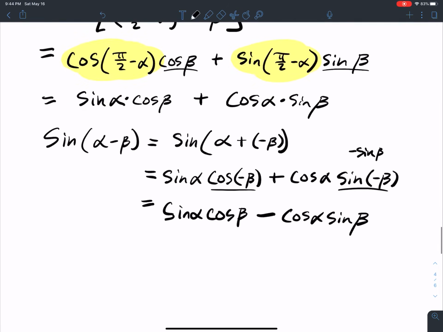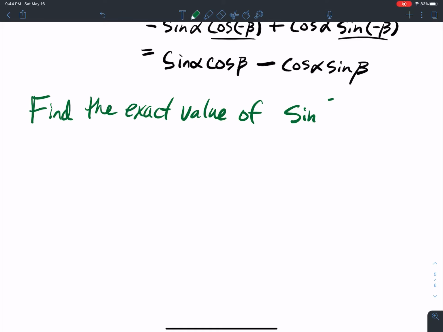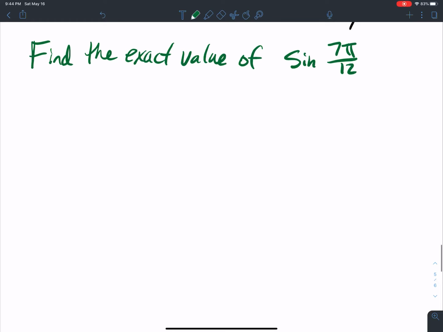So let's do a couple examples. So using the sum formula to find the exact value, find the exact value of sine of 7 pi over 12. Okay, we go back to, what do we know? We know how to get 0. That was not too useful. We know pi over 6, pi over 4, pi over 3, pi over 2, and pi.